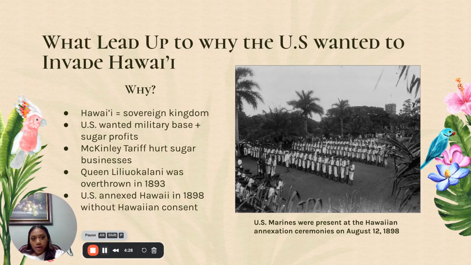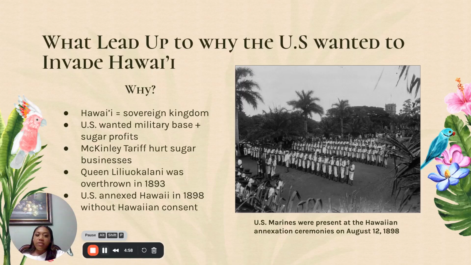When the McKinley Tariff Act passed in 1890, it made imported sugar more expensive, which hurt those American-owned plantations in Hawaii. To fix that, they pushed for Hawaii to be annexed so they wouldn't lose money. That's when they organized a group called the Committee of Safety and used U.S. Marines to legally overthrow Queen Liliuokalani in 1893.